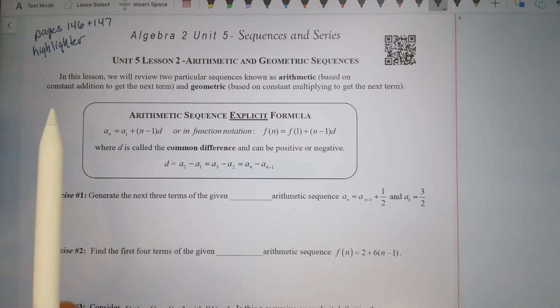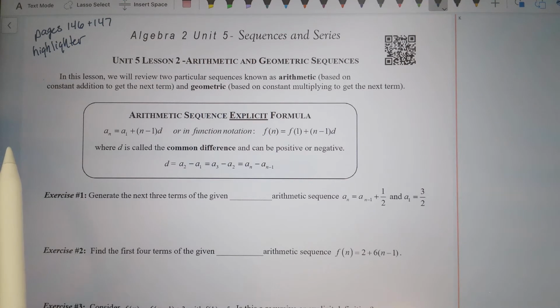Today we're on pages 146 and 147 of our textbook. It'd be helpful if you had a highlighter, and a calculator is only going to be used for our basic operations. Lesson 2, Arithmetic and Geometric Sequences.